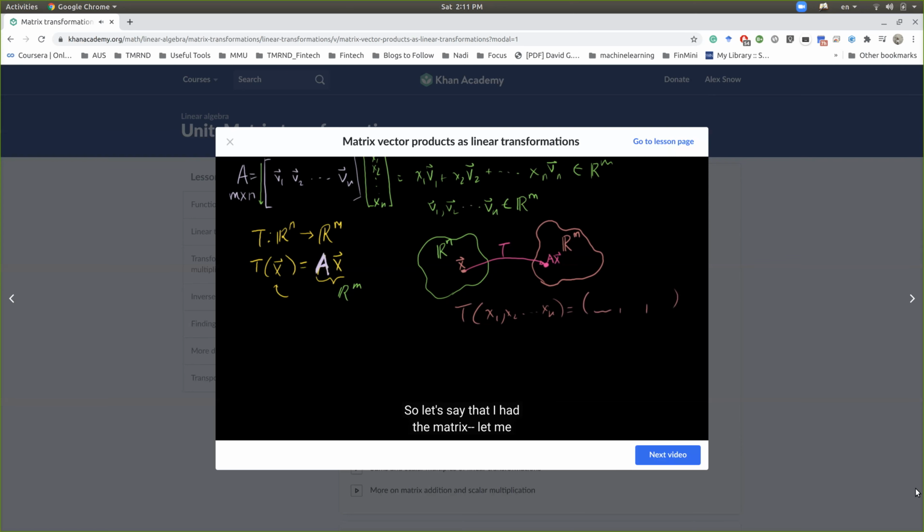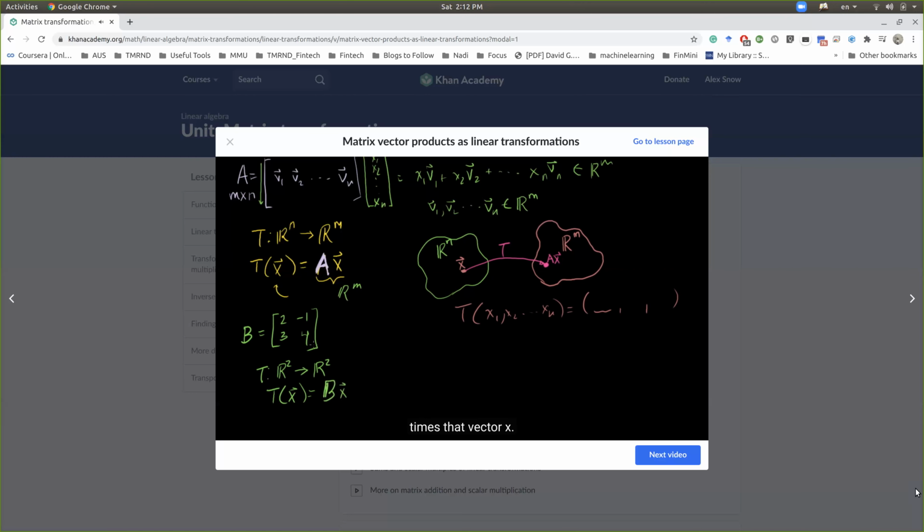So let's say that I have the matrix. Let me do a different letter. Let's say I have my matrix B, and it is a fairly simple matrix. Let's say 2, -1, 3, and 4. And I define some transformation T, and it goes from R2 to R2, and I define T of some vector X is equal to this matrix B times that vector X.